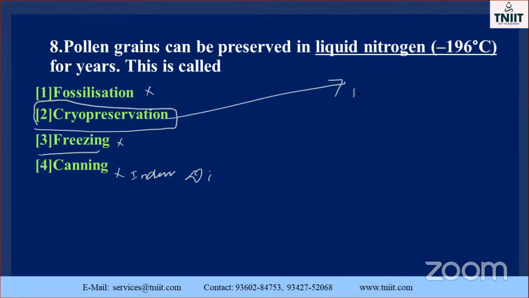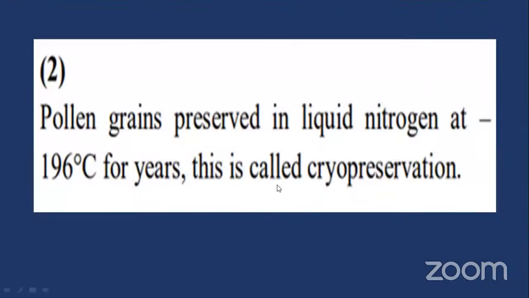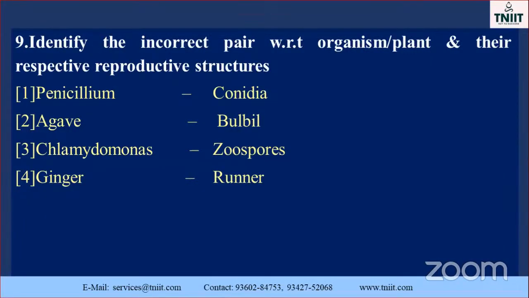These are all direct questions. So many times I asked it. Okay, direct questions. Go to the next one. The pollen grain is preserved in liquid nitrogen. Don't forget, my dear students, liquid nitrogen is minus 196 degrees Celsius. These two points are very, very important in the cryopreservation technique. Okay, and then the ninth one.